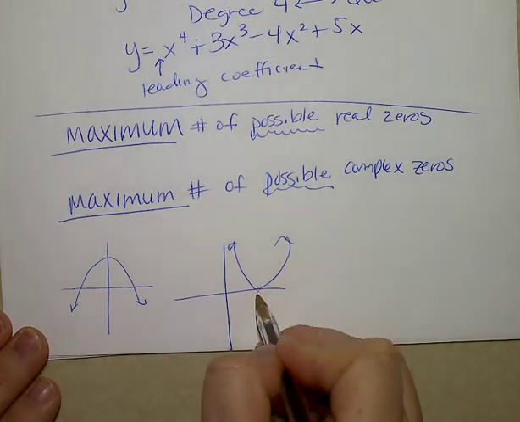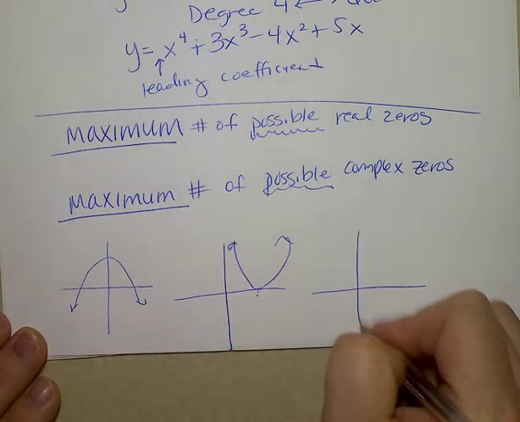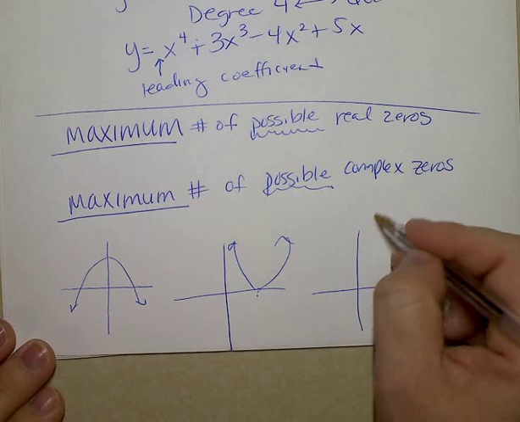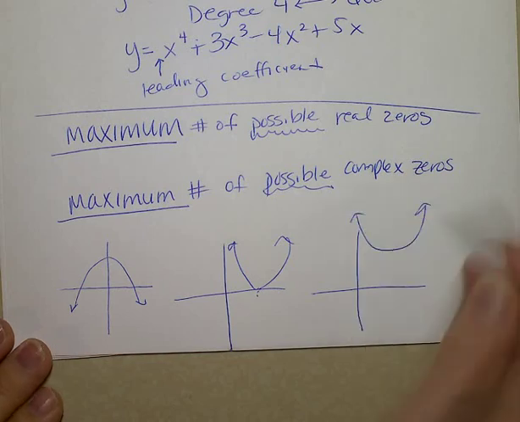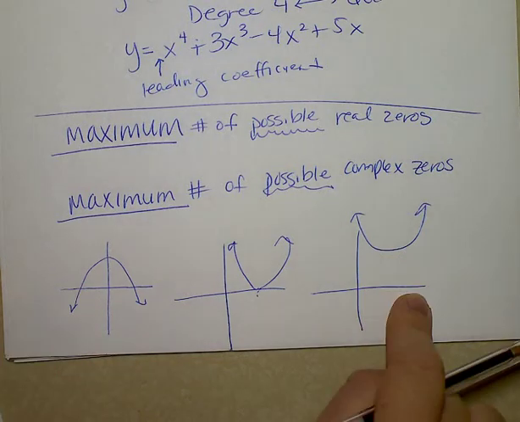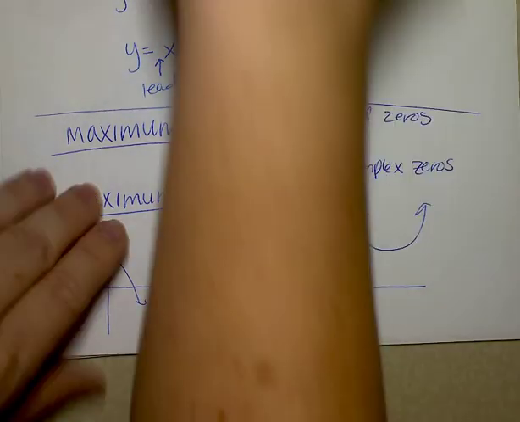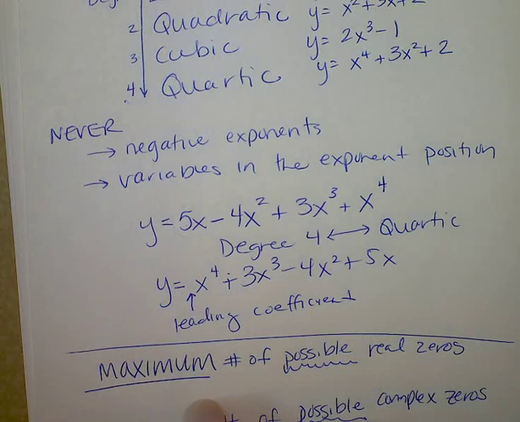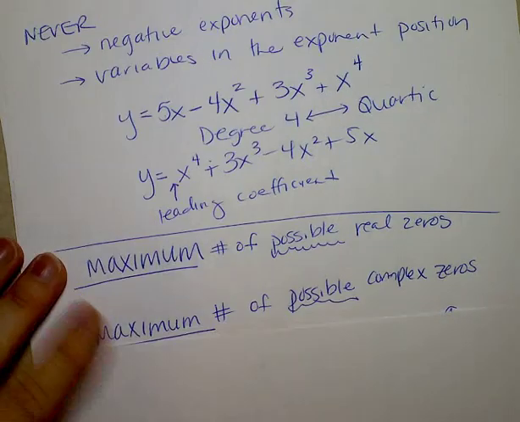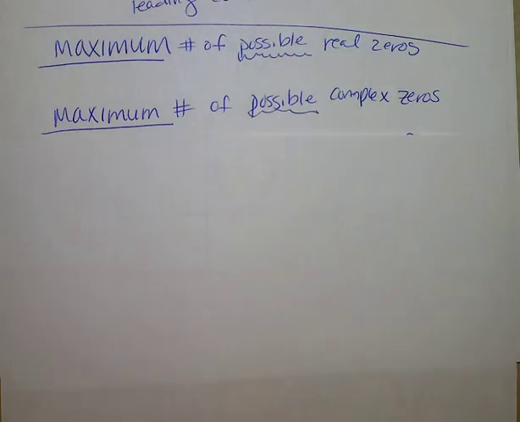If somebody said draw an example of a quadratic function with 1 real zero, there we go, touches it once. But what if they said no real zeros? Remember, no real zeros is the same as 2 complex for quadratics. Here's an example of a quadratic, degree 2, with 2 complex and no real zeros. Okay, so I'm going to show you some examples. Keep this in mind, okay? And we're going to analyze them to determine what could be the possible number of zeros, real zeros, and complex.